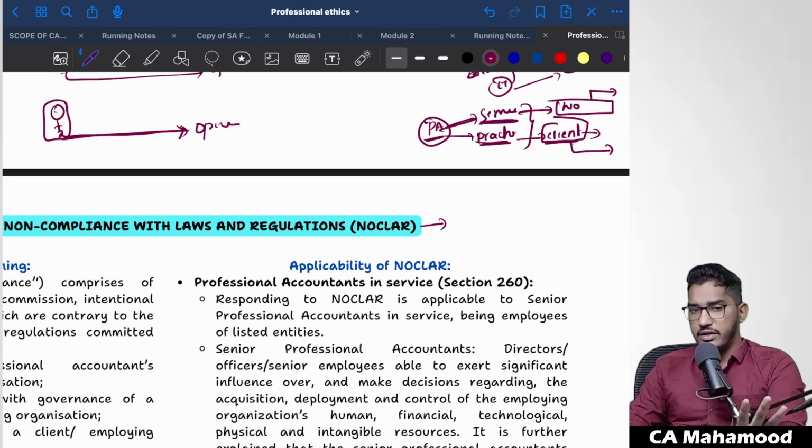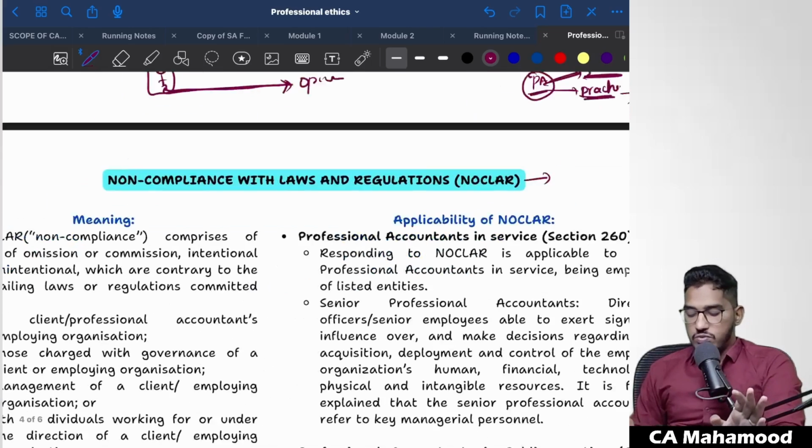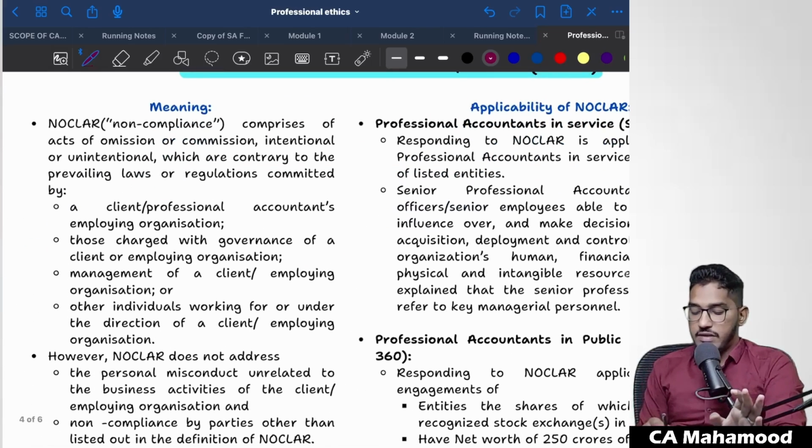Understood? Nothing complicated here. If you are a professional accountant, you could be either in service or in practice. As a part of your professional work, if you come across any non-compliance with the laws and regulations, you communicate with the concerned authorities, either within the entity or outside of the entity. So that is what they are simply trying to say here. First they have told the meaning of what NOCLAR is. Basically, in short, we call it non-compliance also.